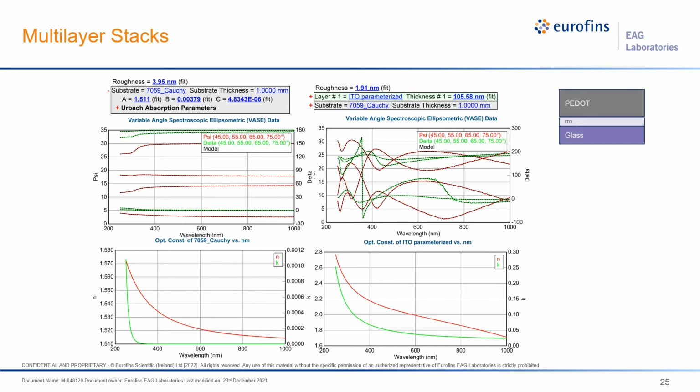We see that the indium tin oxide, the ITO, is slightly absorbing in the visible part of the spectrum. Also note that surface roughness was included to improve the quality of the fit.